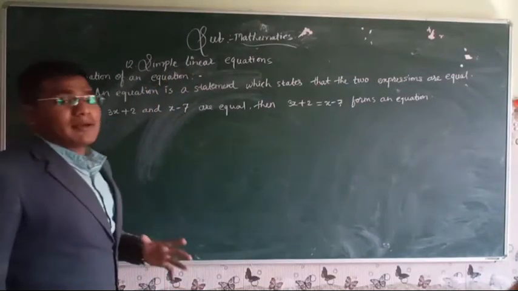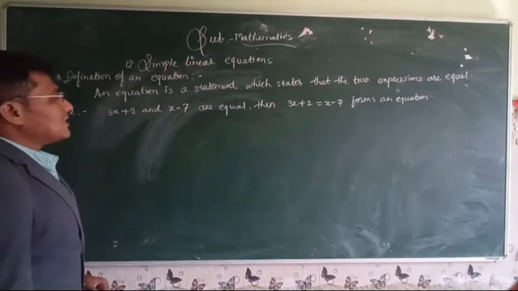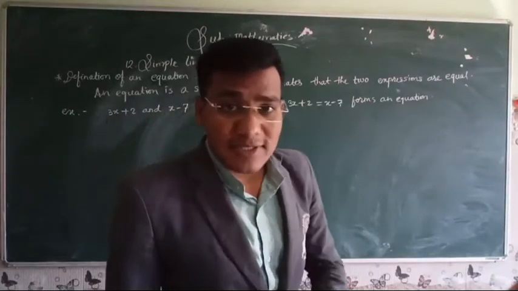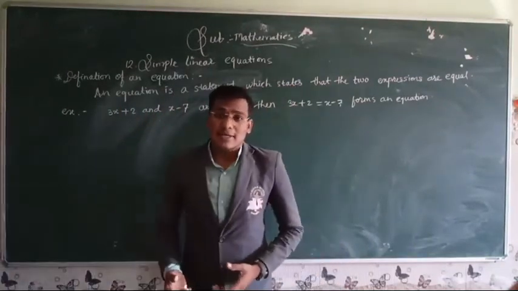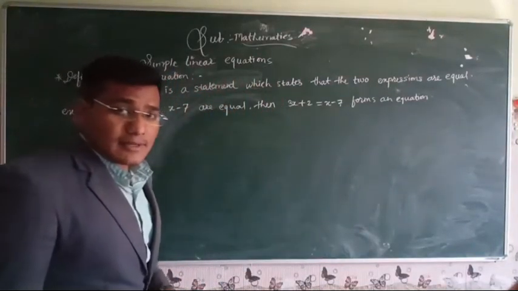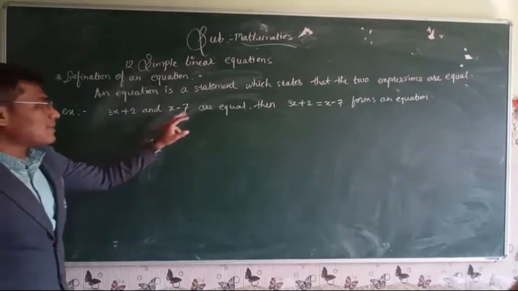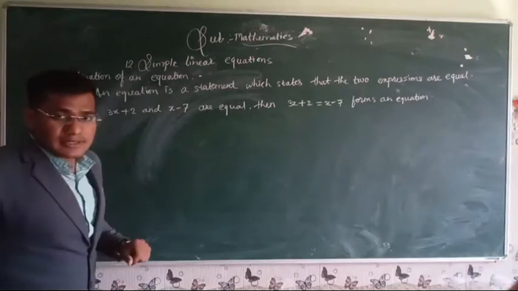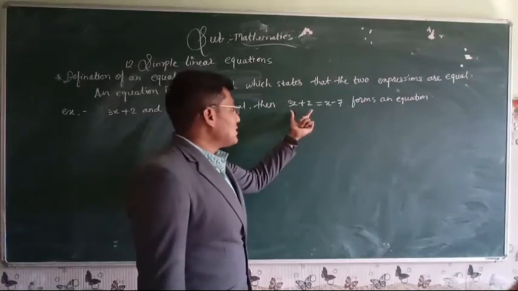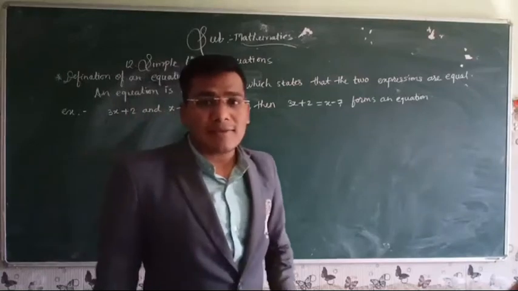So what is meant by an equation? An equation is a statement which states that two expressions are equal. For example, suppose 3x plus 2 and x minus 7 are two expressions, and we can say they are equal by writing 3x plus 2 is equal to x minus 7, and it forms an equation.